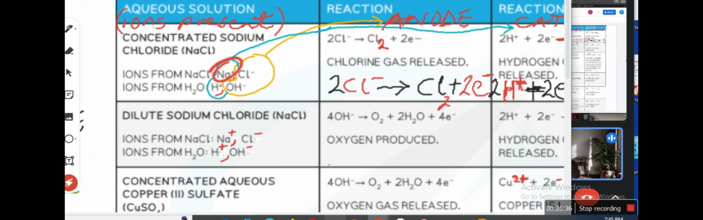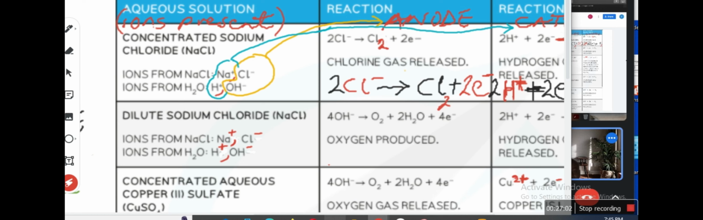Also, sodium and hydrogen ions, both of them go to the cathode. Only hydrogen is discharged, sodium is dropped. Why? I want to explain it to you. There are a number of factors. One factor is their position in the reactivity series. The ones that are lower in the reactivity series will be preferred.